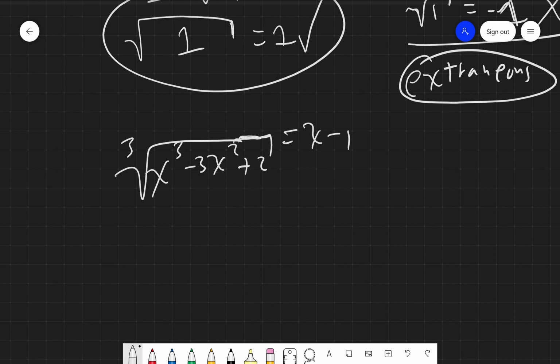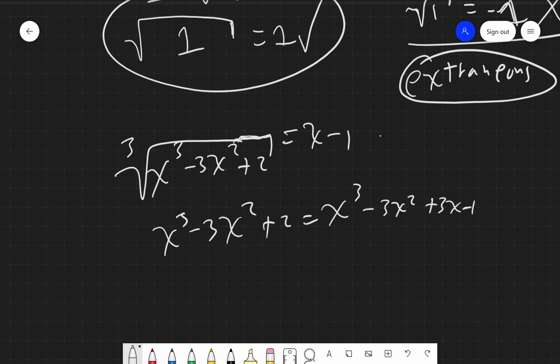If you cube both sides, you get x cubed minus 3x squared plus 2 equals x cubed minus 3x squared plus 3x minus 1. That cubed, kind of ugly thing might have seemed ugly at first, but they do cancel out. That happens a lot of the time. In these kinds of radical equations, the maximum degree cancels out. These also cancel out. Wow. And we're left with 3 equals 3x, so x equals 1.